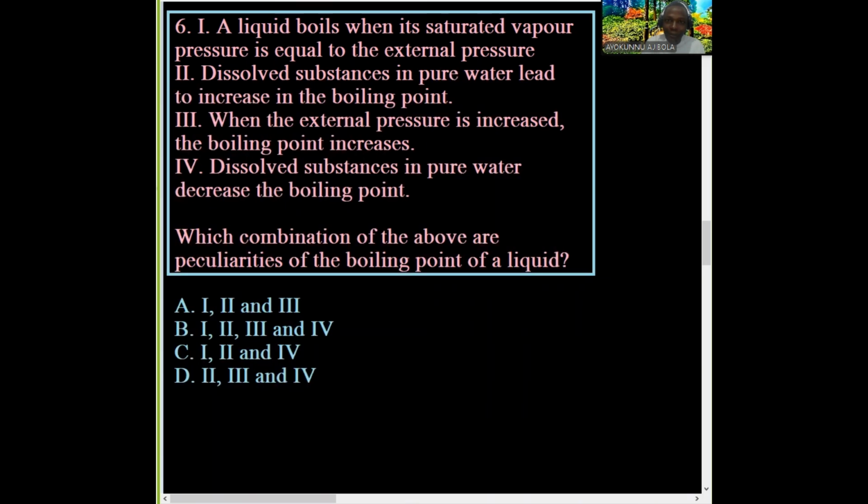A liquid boils when its saturated vapor pressure is equal to the external pressure. 2. Dissolved substance in pure water leads to an increase in the boiling point. 3. When the external pressure is increased, the boiling point increases. 4. Dissolved substance in pure water decreases the boiling point. Which of the combinations above are peculiarities of the boiling point of the liquid?